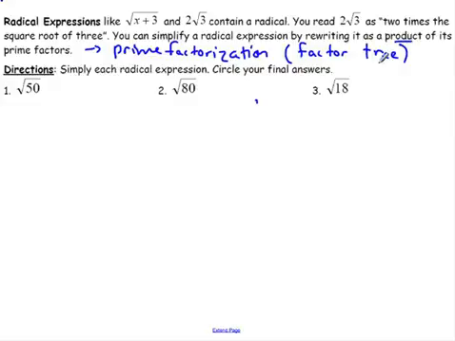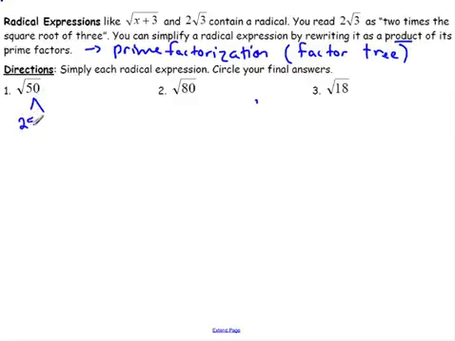What I'm going to use is a method that works for all radicals and actually can be extended into not only square roots, but cube roots, fourth roots, and any root beyond. So this should be a skill that will work in the future. Simply what we're going to do is find factors of 50. We're going to break these down to prime factors.